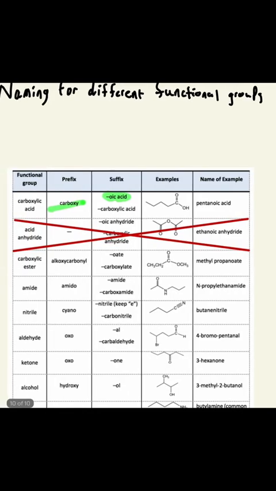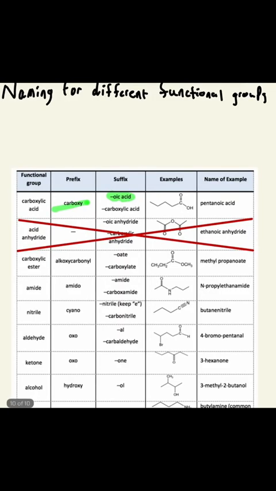Now this is a structural line diagram for a carboxylic acid. Now you'll see it drawn like this, but you'll also see different forms. We'll go through this in another video. But for now, just know that the suffix is oic acid for carboxylic acids. An example of it is pentanoic acid. So we can look at the name and then we can imagine what that looks like.